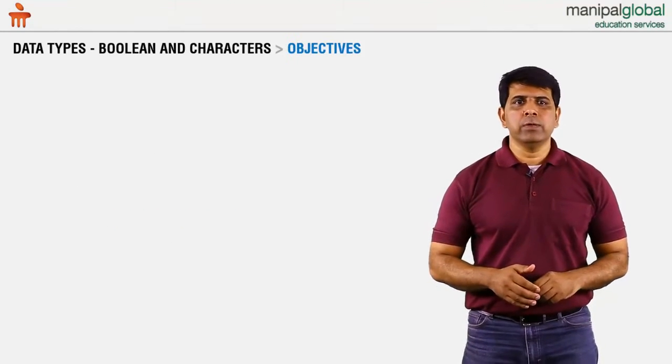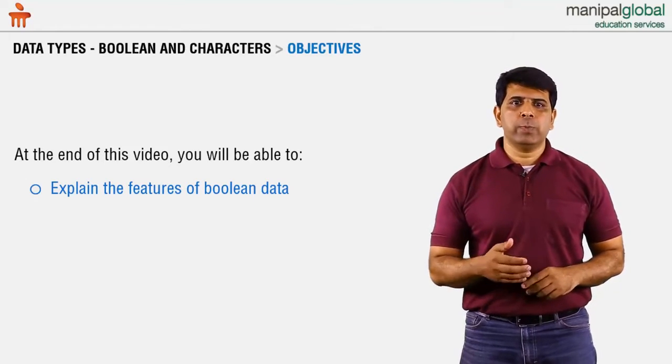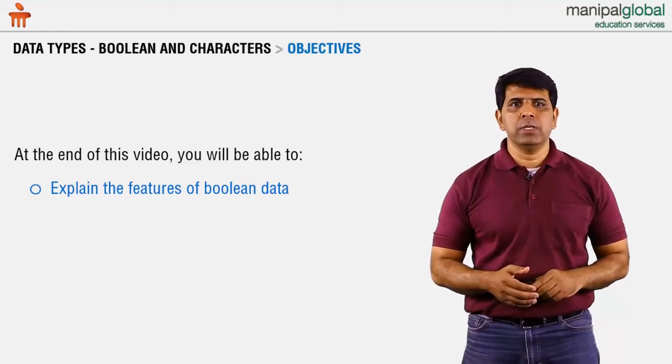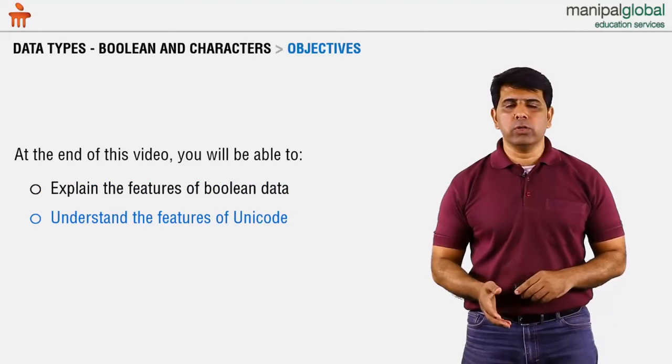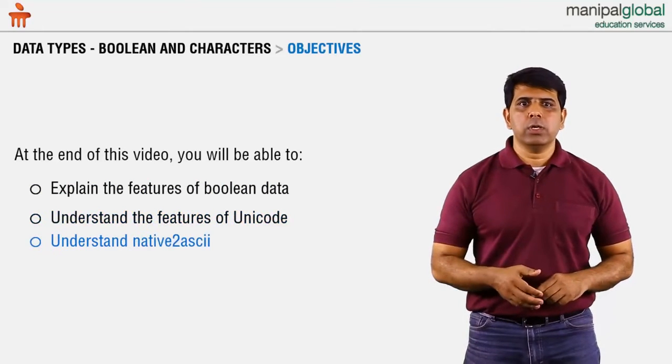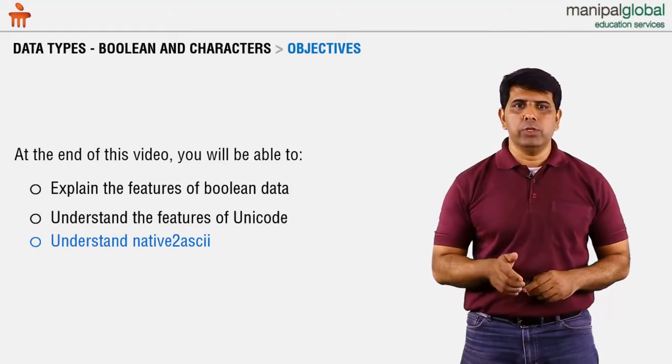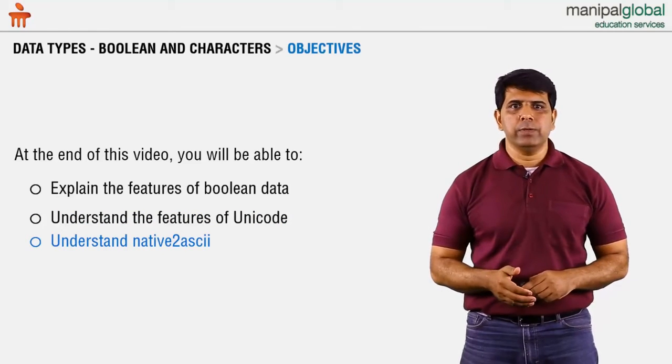At the end of this video, you should be able to explain the features of Boolean data types as well as Unicode. And there is a tool called native2ascii. Now you should be familiar with this at the end of this video.